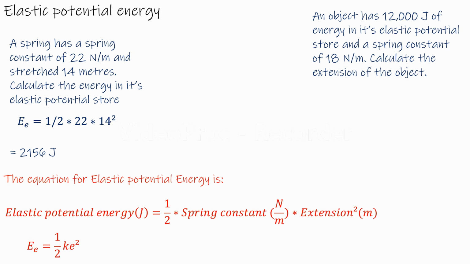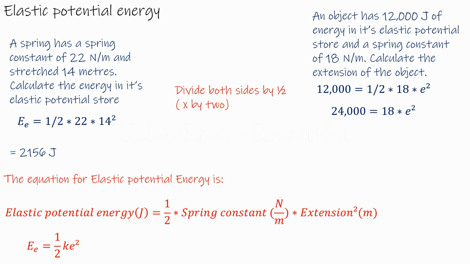So here, obviously, we're not finding the elastic potential energy, so we are going to have to rearrange quite a bit. So plugging our values in, we get 12,000 equals 1/2 times 18 times e squared. I've just left e squared there, and we're going to solve this algebraically. So whatever we do to one side, we must do to the other. Therefore, let's start by getting rid of a half. We are currently timesing by a half on the right-hand side, so we're going to divide both sides by a half, which is effectively timesing by 2.